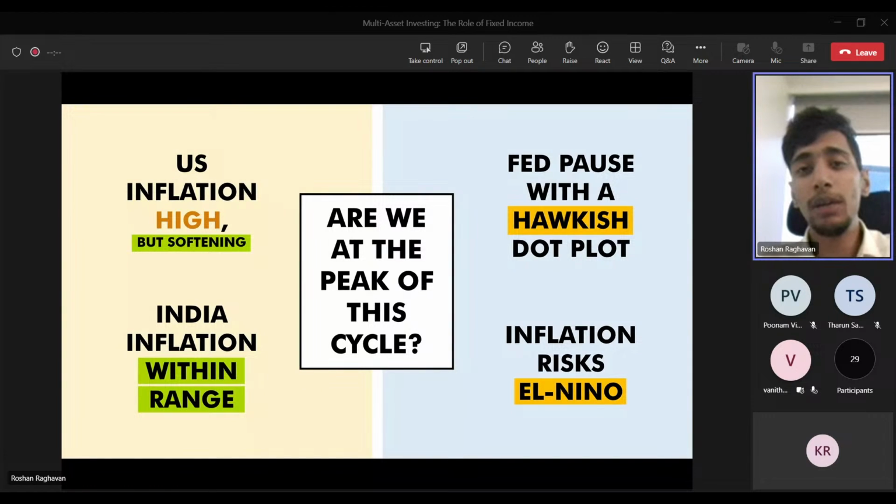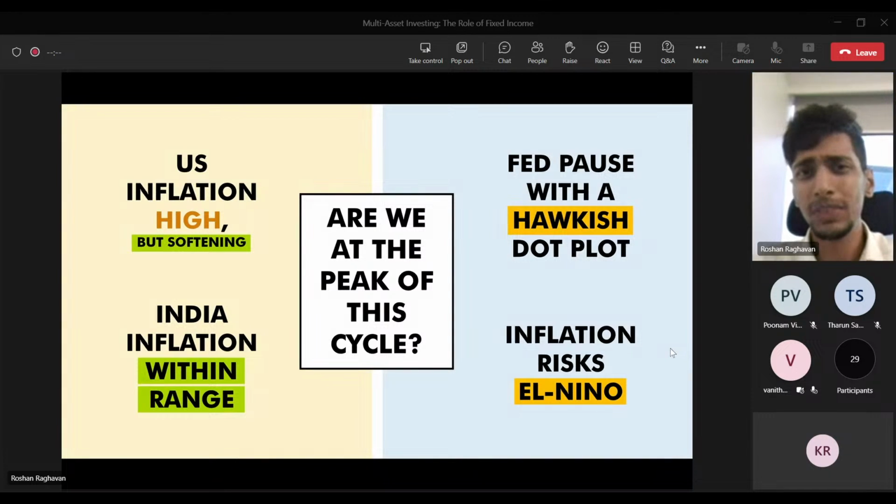Now, when we come to India, India is a different story. Our inflation mandate is 4% with a leeway of 2% on either side. So it's basically 2 to 6%, right? And we're quite well within this range. And to this end, the RBI has also paused on interest rates, but the commentary from the RBI has indicated a little bit of caution, right?